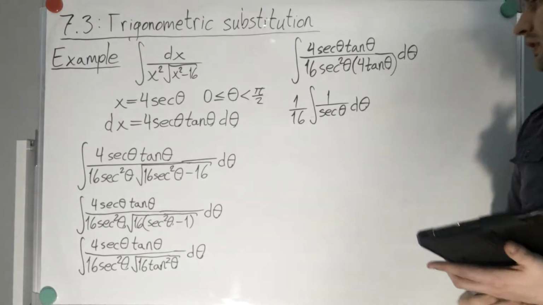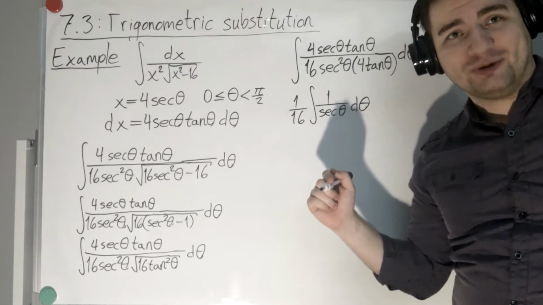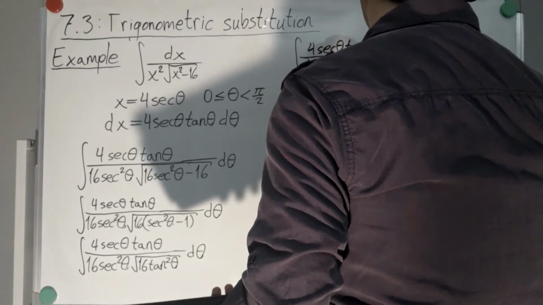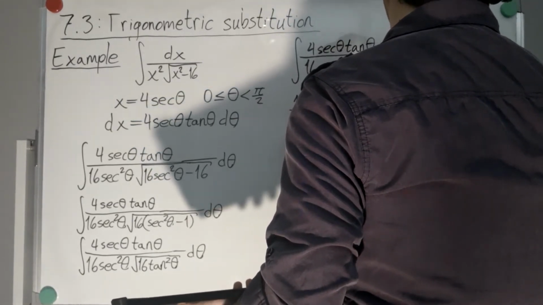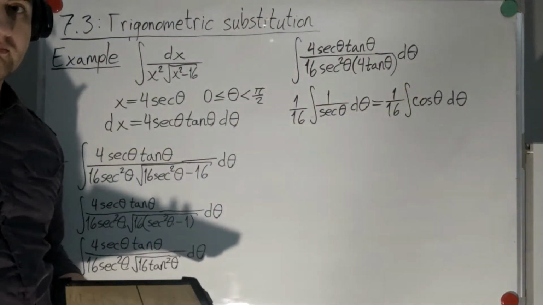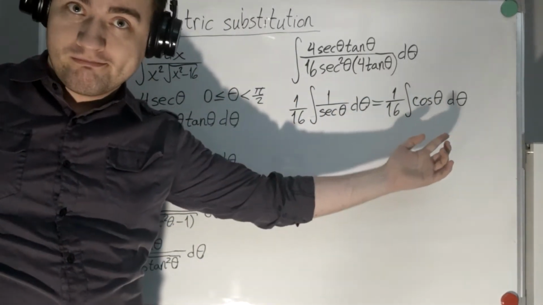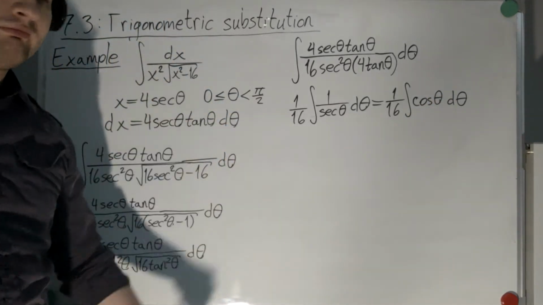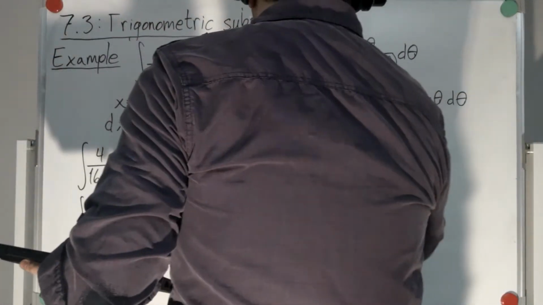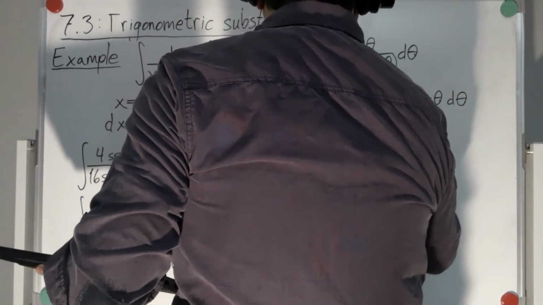Okay. Now, thankfully, 1 over secant theta, we happen to know a function that that's equal to. It's cosine theta. Okay? So this is just 1 over 16 integral of cosine theta d theta. All right? And so after all this process, this integral has become much, much easier, right? Compared to this. So now, of course, the antiderivative of cosine theta is just sine theta. So this now becomes 1 over 16 sine theta plus c.